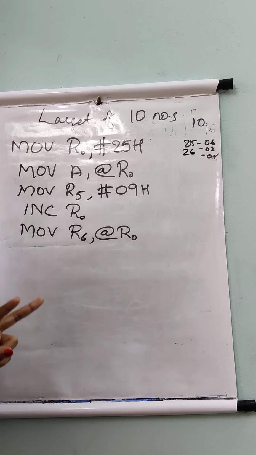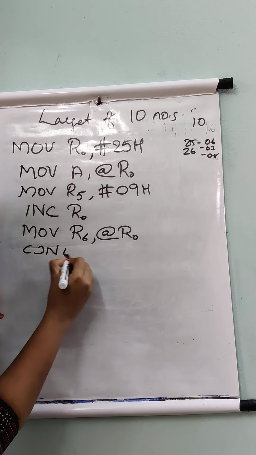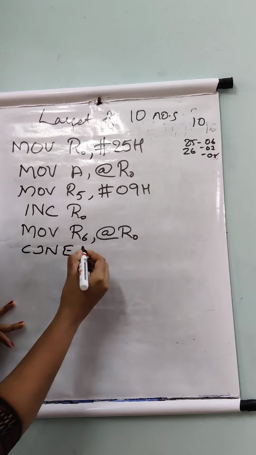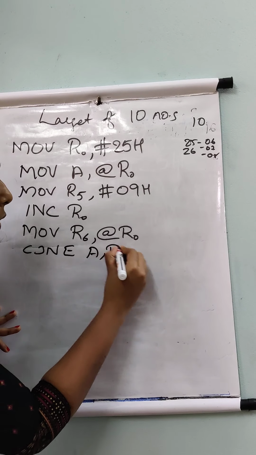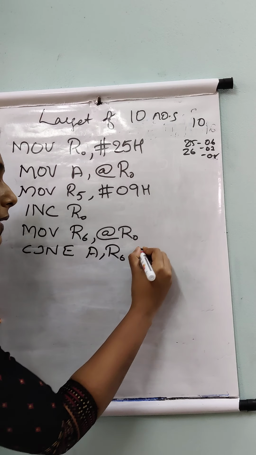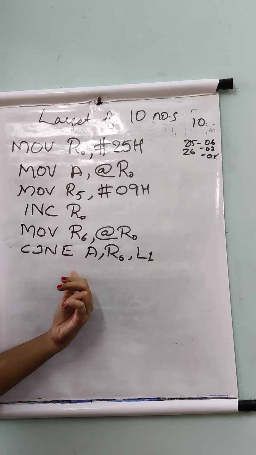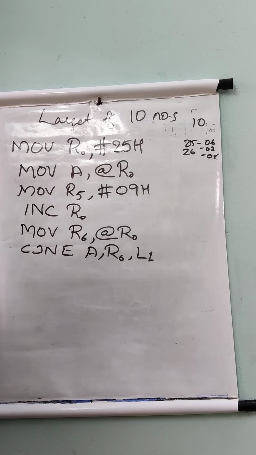Okay, now what is the next step? We are going to compare these two values and check whether these values are equal or not. The step is CJNE, compare and jump if not equal, A, R6. So it will compare these two values and will take a decision. What will be this decision? If these two numbers are not equal, it means either A is larger or R6 is larger.